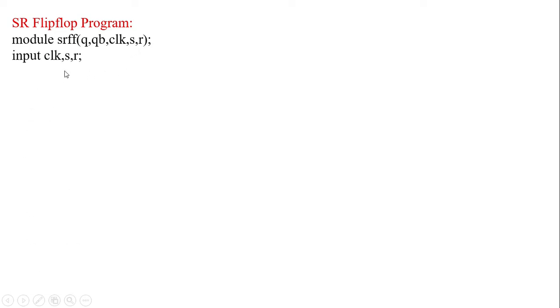In the next line I separated which are the input ports and output ports. Input clock, comma S, comma R, ended with a semicolon. And output Q, comma QB. I want to store the result, so that is the reason I used reg Q, comma QB, ended with a semicolon. Then I will write the main logic of the program. Always at the rate, in the brackets, posedge clock.